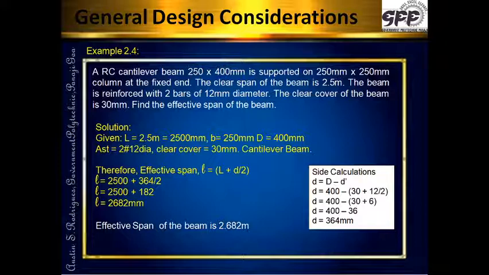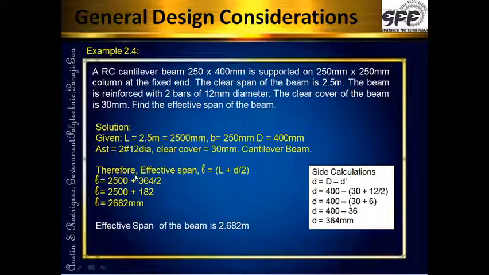So the parameters have been given. We are supposed to find the effective span for the beam. Now this is a cantilever beam. So let us look at the data given. The data given is span is 2.5 meters, that is 2500 mm. Width is 250 mm. Depth is 400 mm. The steel, 2 bars of 12 mm. Clear cover has been given to be 30 mm. And what type of beam? We have a cantilever beam over here.